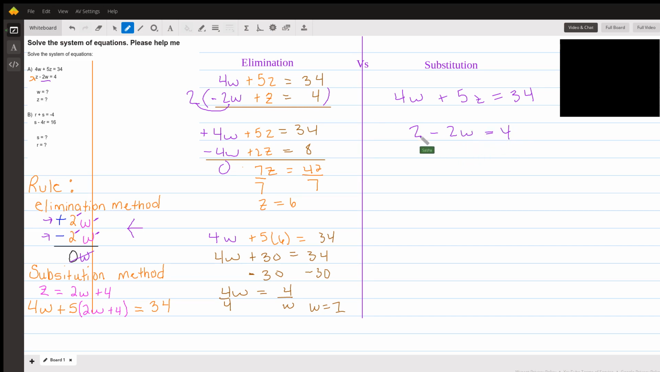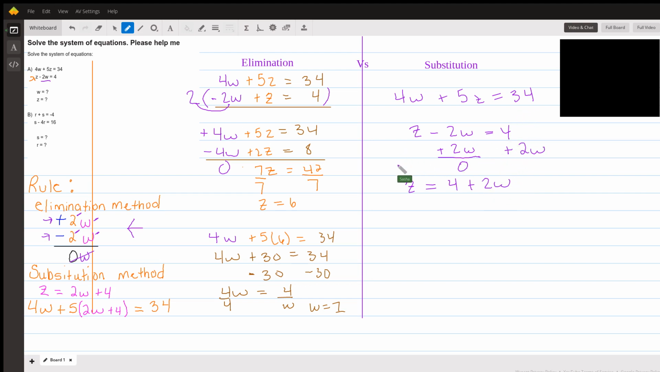So if I just add 2W to both sides, excuse me, my pen is having a hiccup here. Okay, I'm going to add 2W. All right, so once I do that, once again, there's that elimination. And so I'm left with Z is equal to 4 plus 2W, okay?